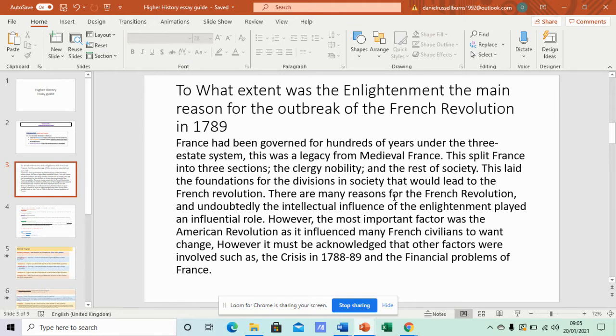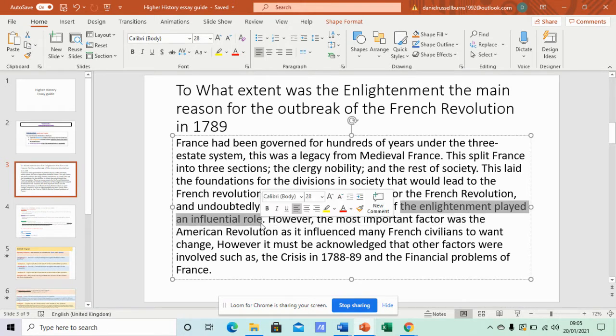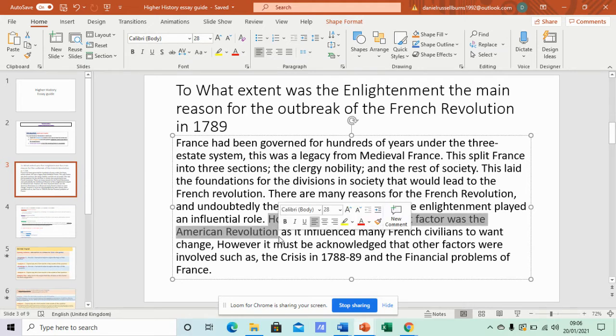This laid the foundations for the division of society that led to the French Revolution. There are many reasons for the French Revolution, and undoubtedly the intellectual influence of the Enlightenment played an influential role. So you are making reference to the factor in the question, to what the isolated factor is. So you're saying the Enlightenment did play a role. However, the most important factor was the American Revolution. Okay, so that's what you would refer to as your line of argument. You've made a judgment on what you say is the most important reason for the French Revolution in 1789, as well as making reference to the factor that's in the question, as it influenced French civilians to want change.